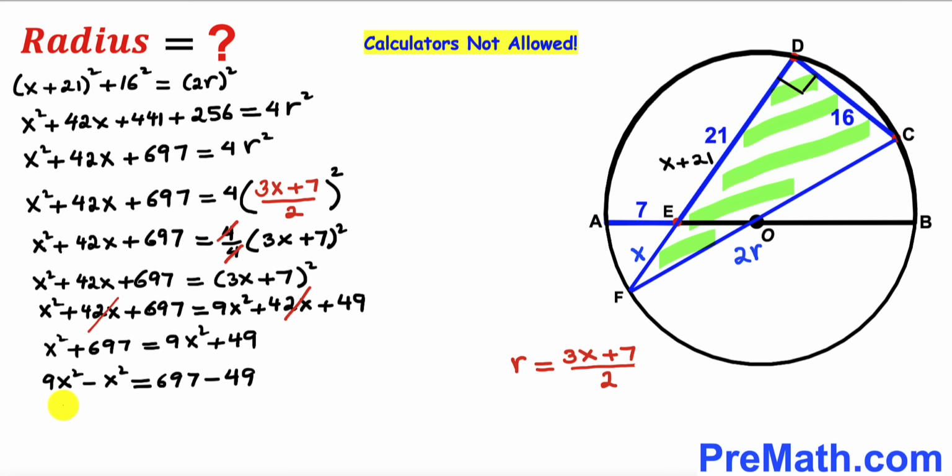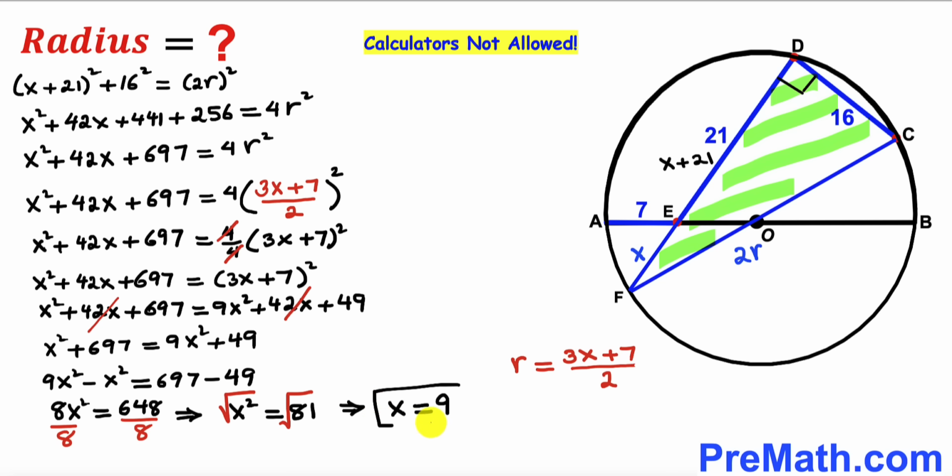So therefore we ended up with 8x square equal to 648. And now we are going to divide both sides by 8. So therefore our x square value is going to be equal to 81. And now I'm going to undo this square by taking square root on both sides. So therefore our x value simply turns out to be equal to positive 9 units.